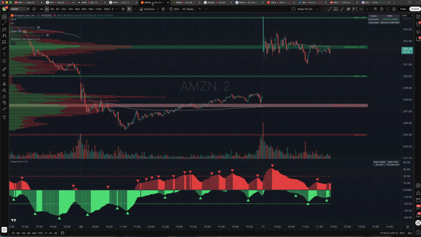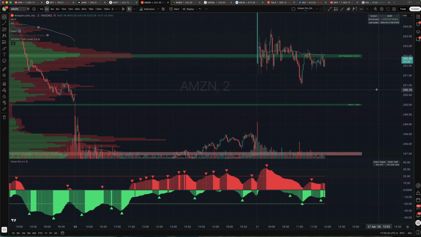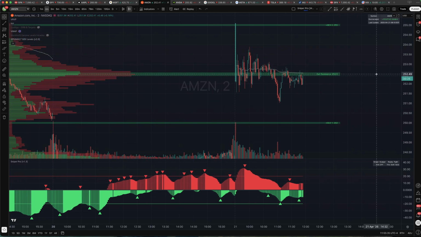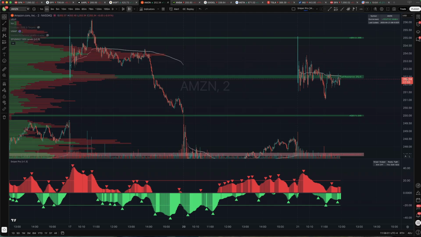Okay, so let's look at some other charts. You can see this call resistance level on gamma exposure right here on Amazon at 252. You can see that it's also a massive volume profile level. I would expect Amazon to just continue to chop around this level. If it gets above it, it comes down to it. If it gets below it, it comes back up to it. These levels are pretty key as we start to look at these names that are moving.